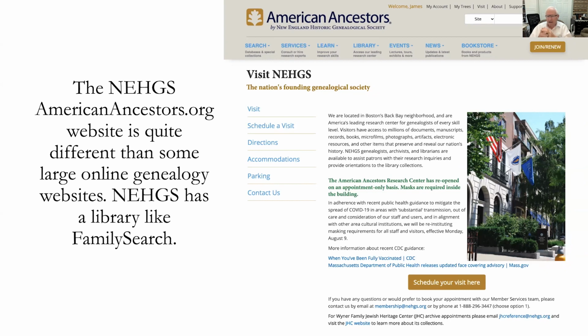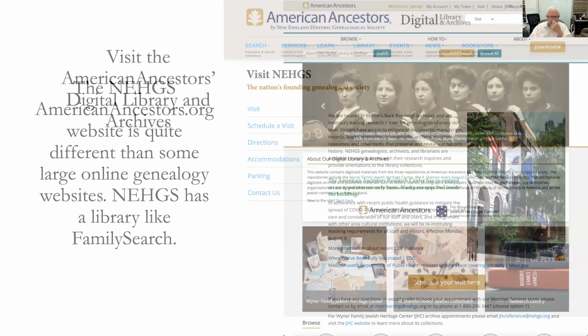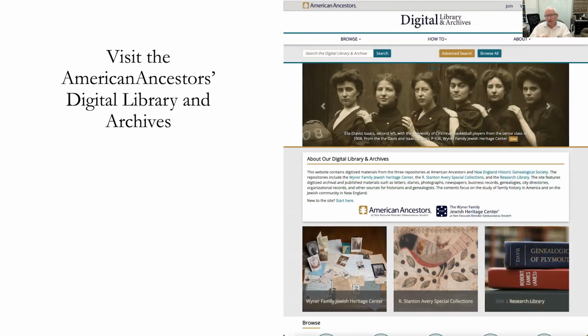So there are a lot of benefits that would accrue to people who are very much involved in doing extensive research in this particular area. But you can also visit the digital library and the archives that are on American Ancestors. And as I'll go through here in a moment, you'll find that American Ancestors has different parts. It has the Weiner Family Jewish Heritage Center, the R. Stanton Avery Special Collections, and a research library.